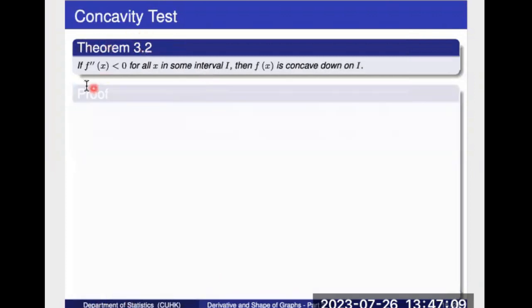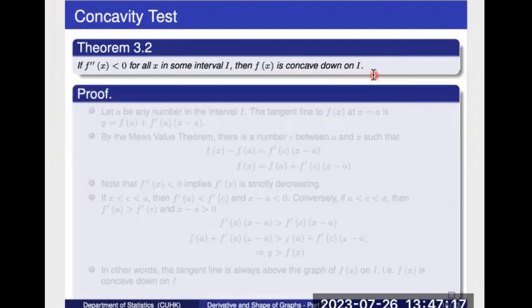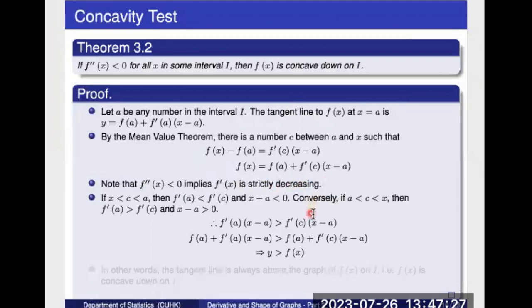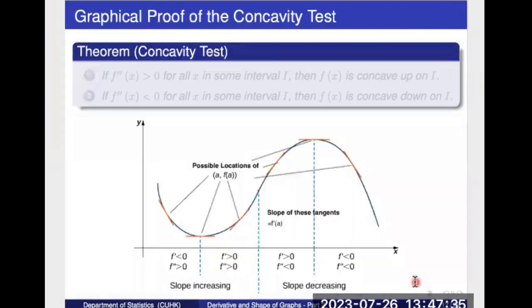Similarly, Theorem 3.2 states that if the second derivative of a function is less than 0 for all x in some interval I, then the function is concave down on I. The proof of this theorem also involves using the mean value theorem and the fact that if the second derivative is negative, then the first derivative is strictly decreasing. This means that the tangent line to the function at any point in the interval will always be above the graph of the function, indicating that it is concave down.